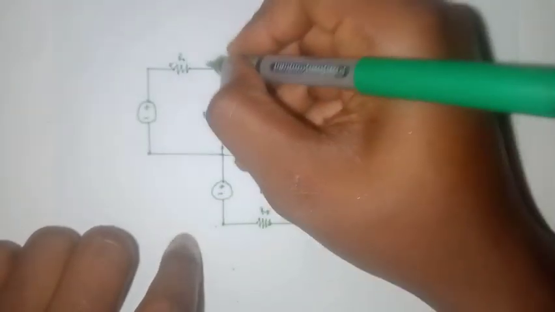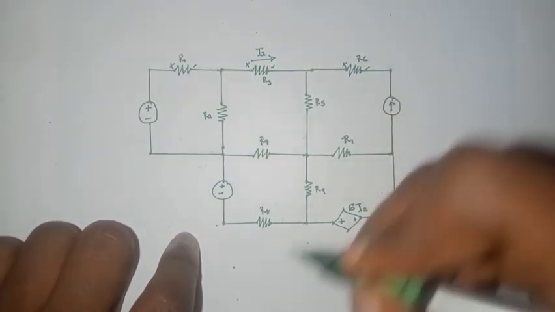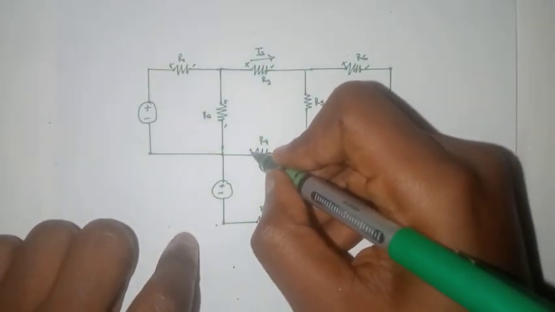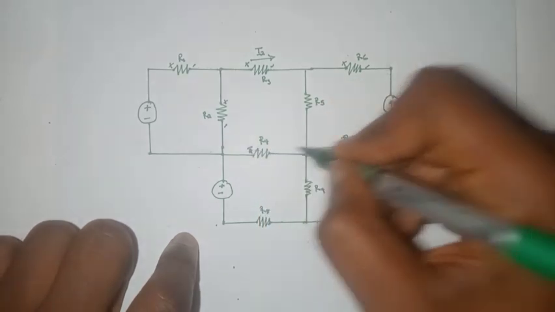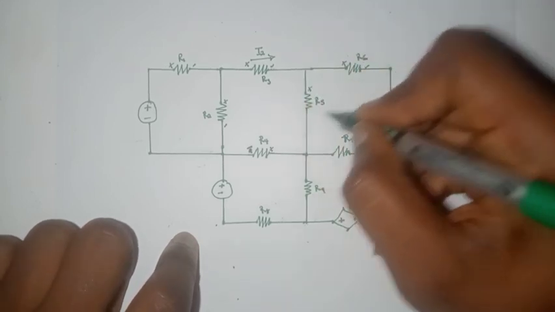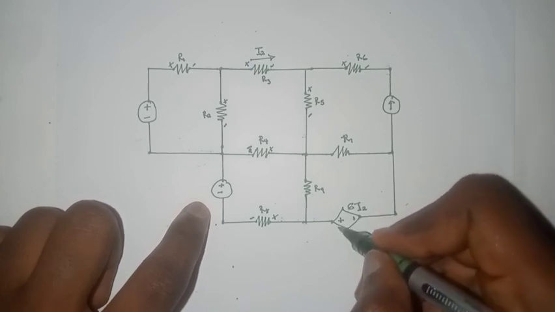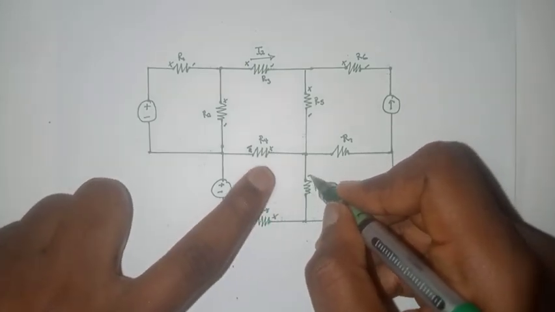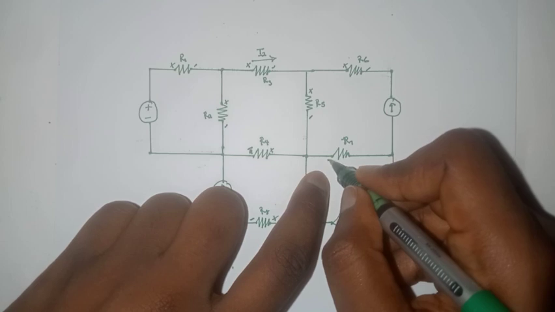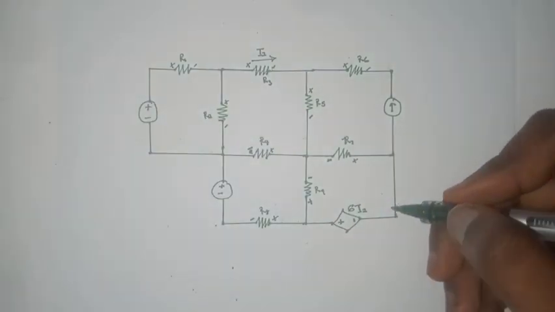Then this one will be positive, negative, positive, negative, positive, negative, positive, negative, negative, positive. This would be positive, negative. This would be negative, positive. This would be negative, positive, this will be negative, and this one will be positive. And then you've assigned polarities to all your voltage drops.